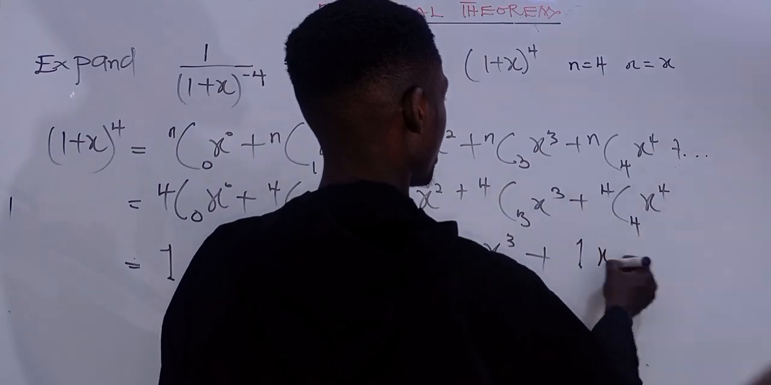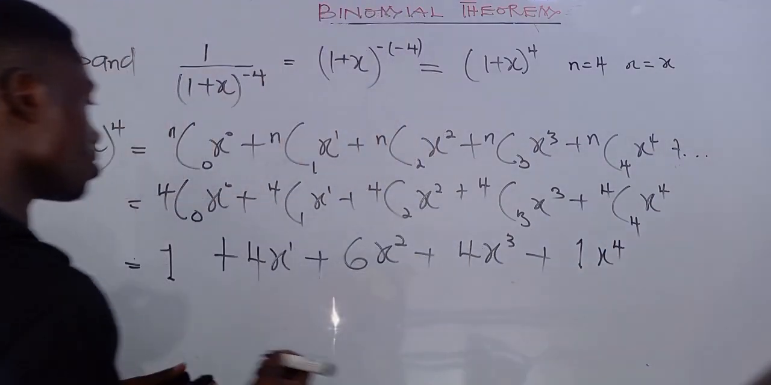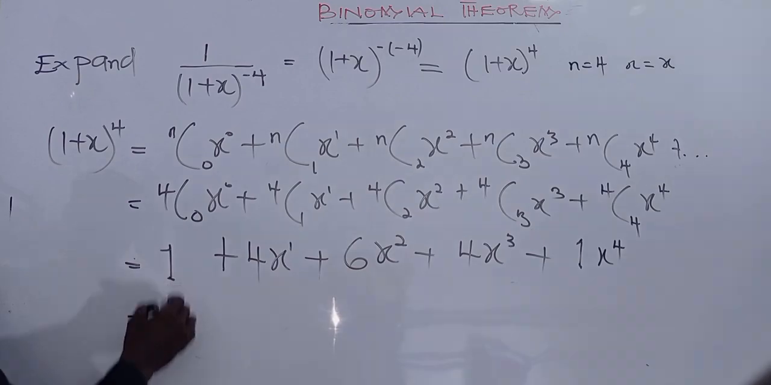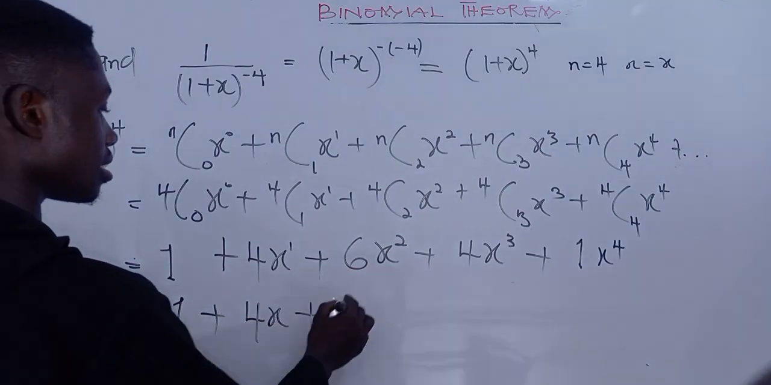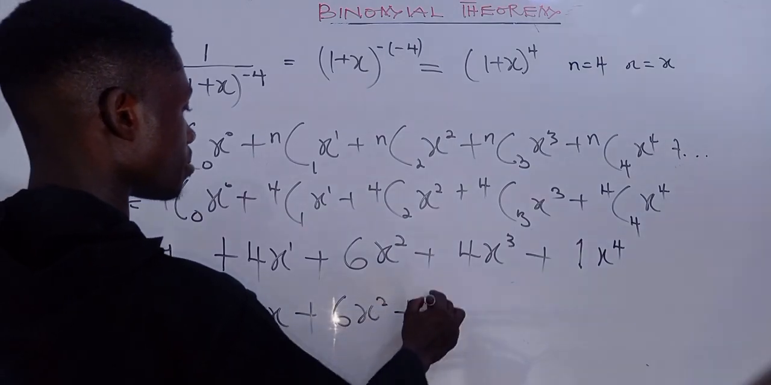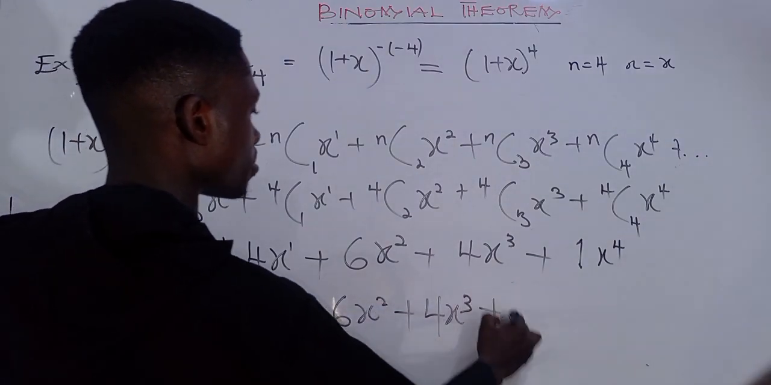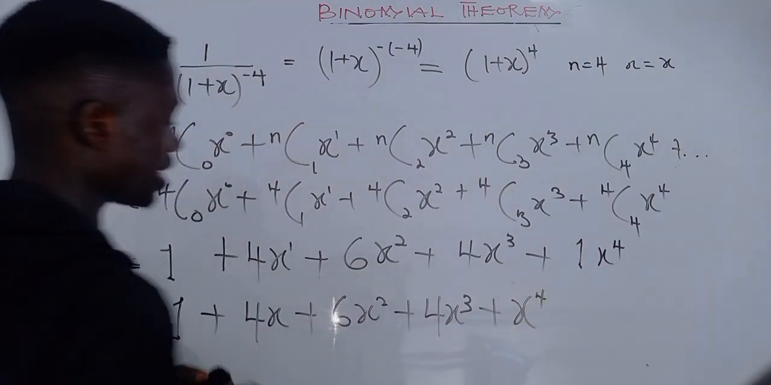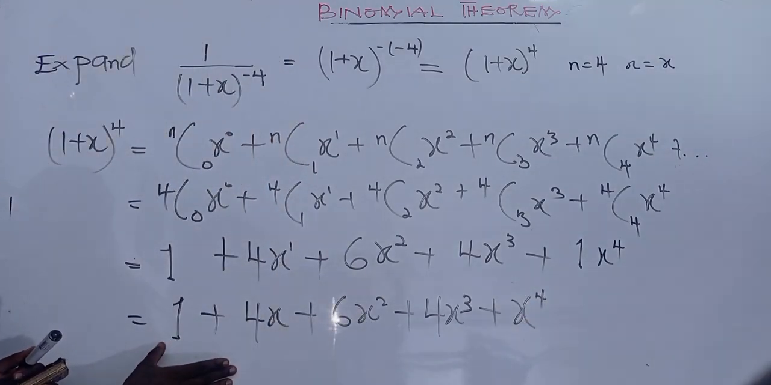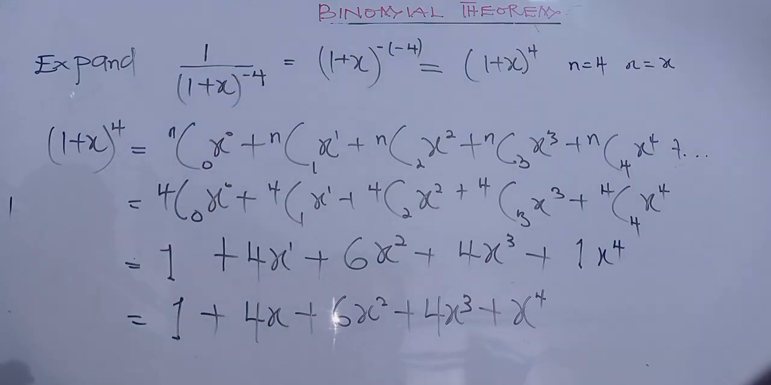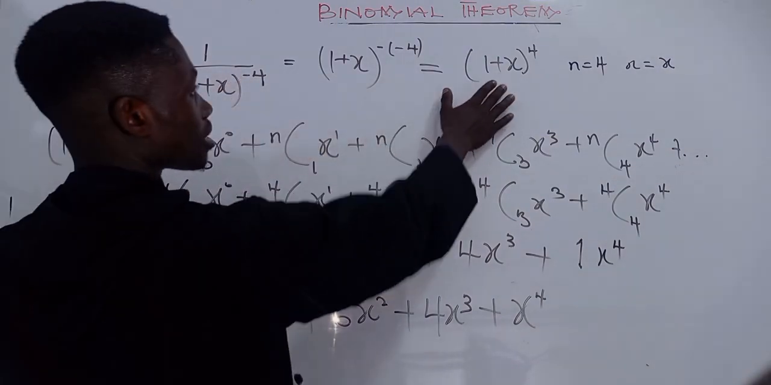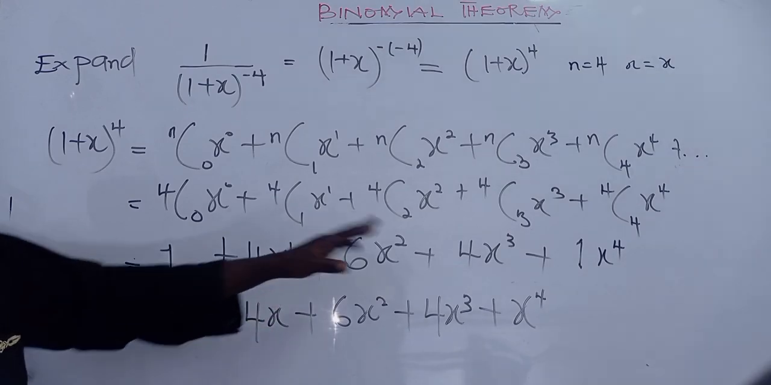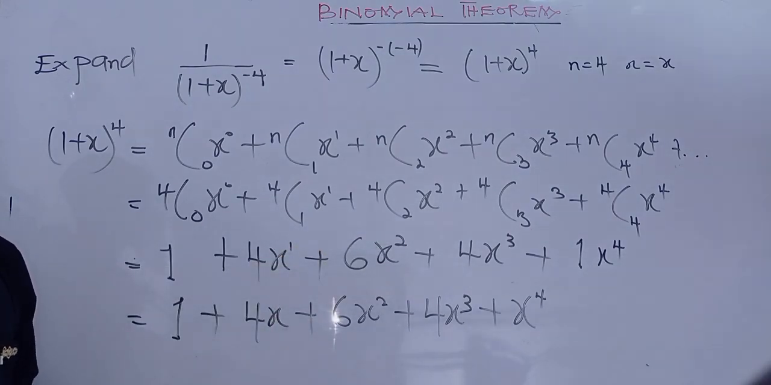And then we have x raised to the power 4. Let's do our last simplification. So we have 1 plus 4x plus 6x squared plus 4x to the power 3 plus what? x raised to the power 4. And this is the expanded form of this binomial expression. Very, very easy and simple. The most important thing is you should be able to express this as that so that you apply it in solving the question. Let's take our next example.